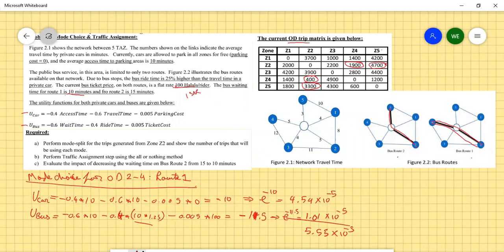That means the percentage or the number of trips in cars equals 4.54 multiplied by 10 to the power minus 5 divided by 5.55 multiplied by 10 to the power minus 5.